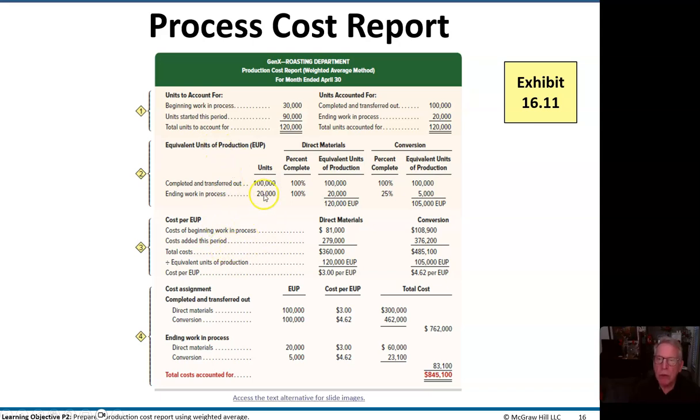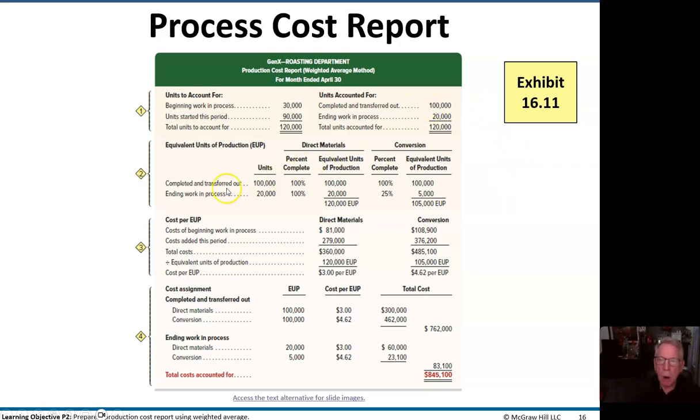Now you'll notice that here are our units to account for, and here are the units accounted for, the same numbers that we used in the previous slides. Here we had our beginning work in process. That would have been the ending March number. And then the units started in April. And then here's the units that we completed and transferred out in April, and our ending work in process at the end of April.